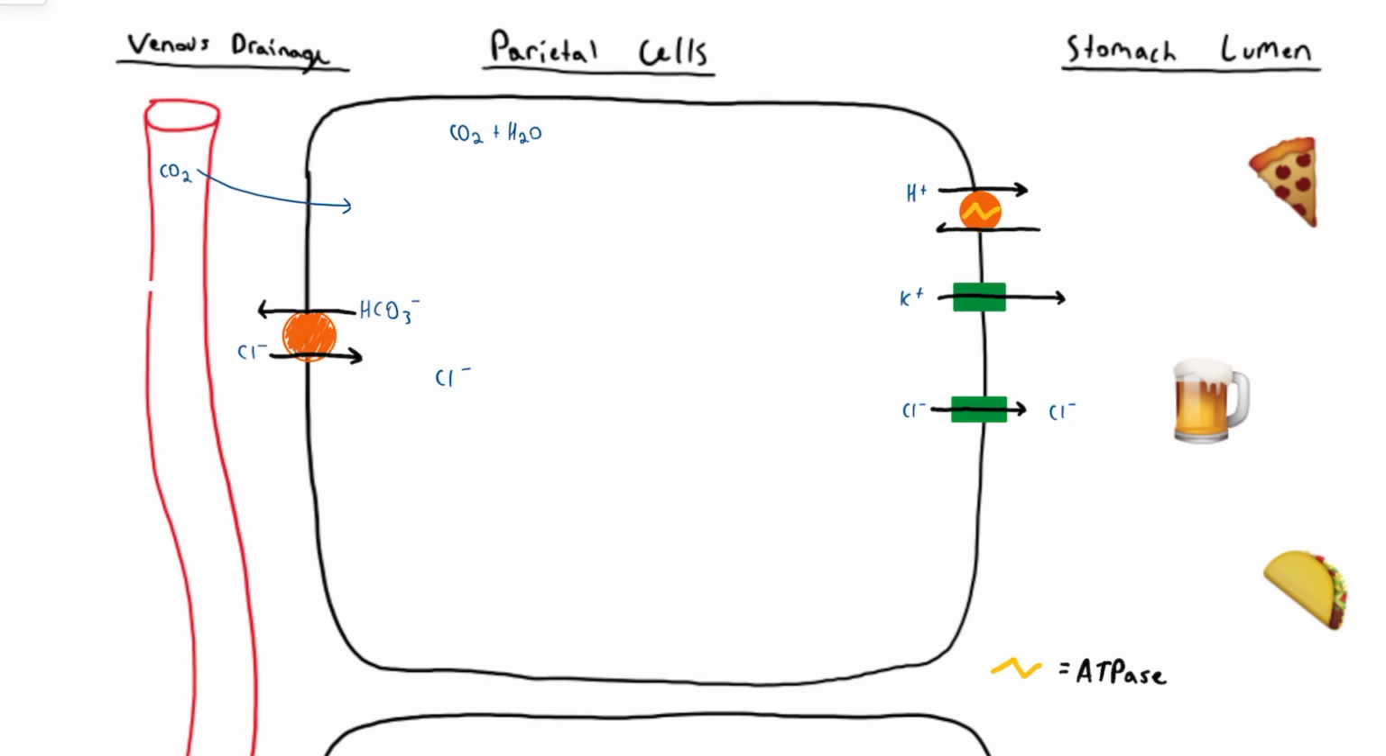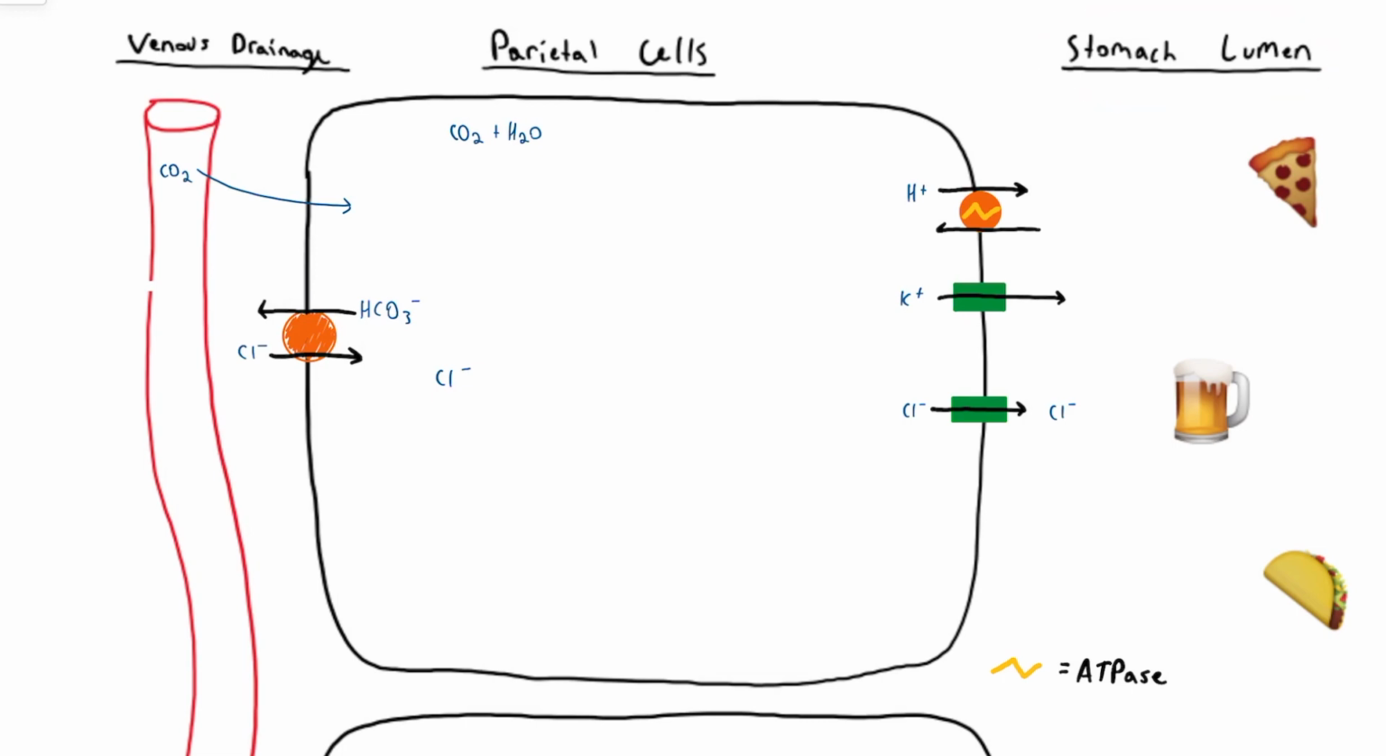Hey, what's up guys? Today we're going to go over the parietal cell and how it synthesizes and secretes hydrochloric acid into the stomach lumen. So first let's orient ourselves. On the left here you'll see our blood supply. In the middle you'll see our parietal cell, and on the right you'll see the stomach lumen.